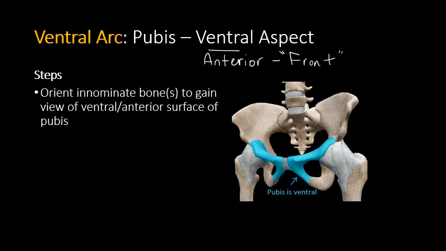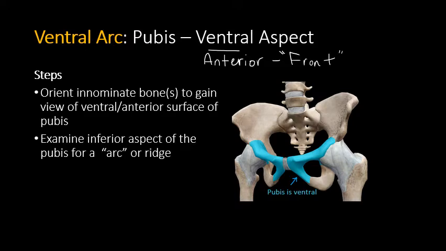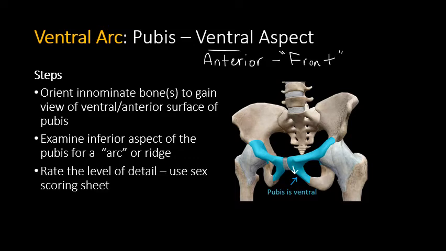What we want to do, number one, and if we were in class, we'd want to take that innominate bone or innominate bones, and we'd want to orient them in a way that we get an anterior view of it, or a ventral view of that pubis. After we've done that, we want to examine the inferior aspect of the pubis for an arc or ridge. So remember, inferior refers to down. It's lower, okay? And finally, we want to rate the level of detail, and we want to use a sex scoring sheet.